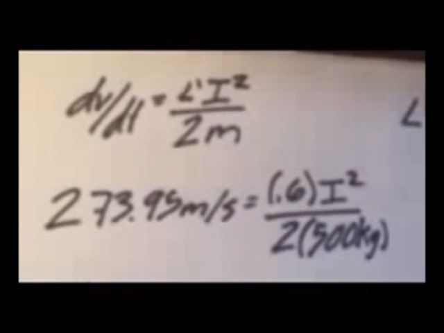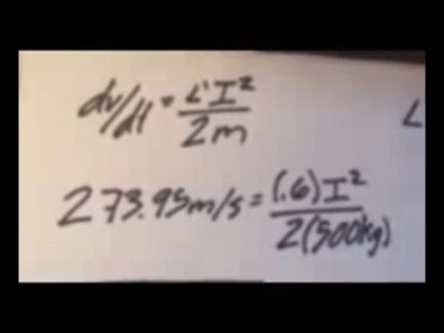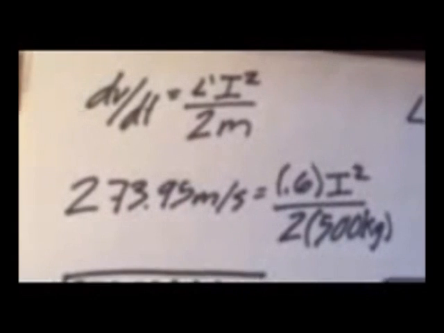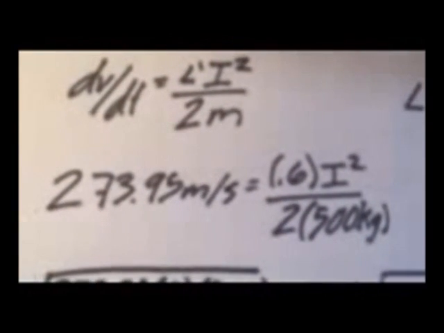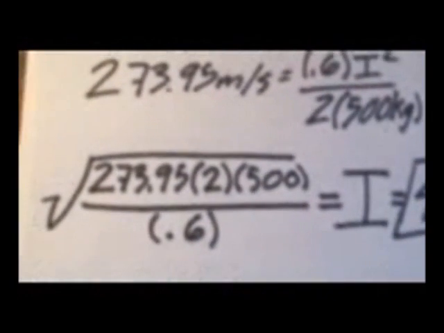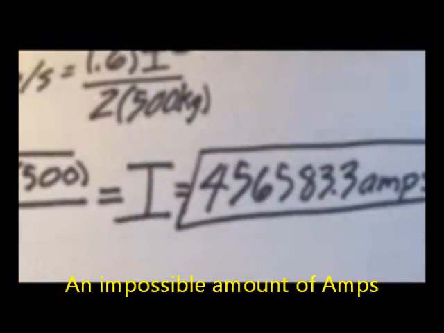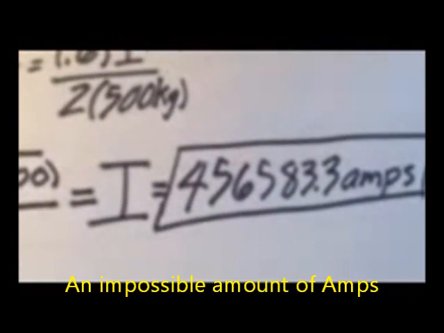Alright, so we're going to be trying to accelerate an object of 500 kilograms, that's just random, to an acceleration of 273.95 meters per second squared, which is the acceleration of the sun due to gravity. Also, we'll be using 0.6 henries for this equation because that's optimal for a railgun, and we'll be solving for current. So here's our equation. And that inevitably will equal 456,583.3 amps.